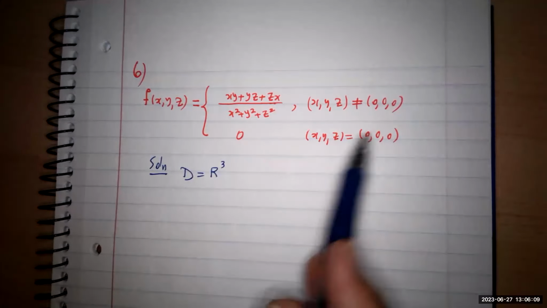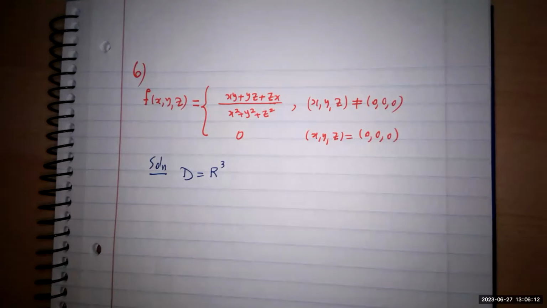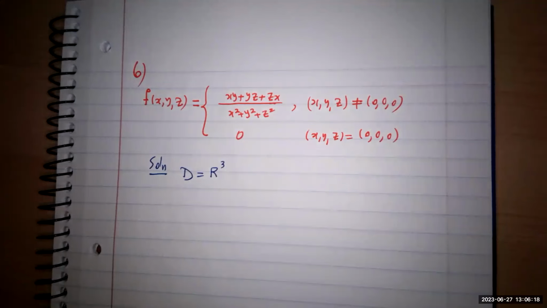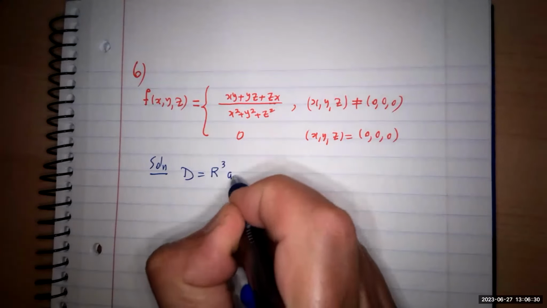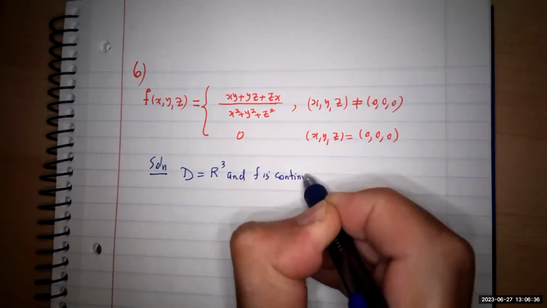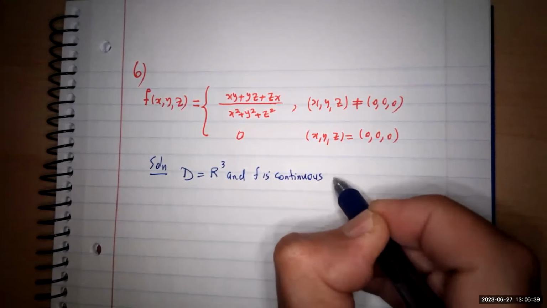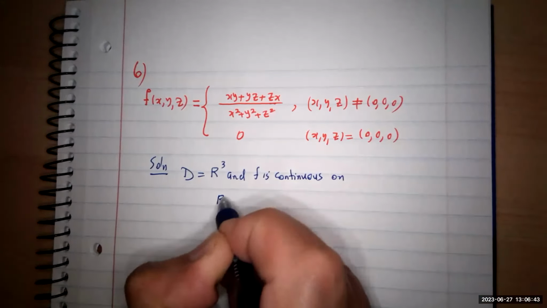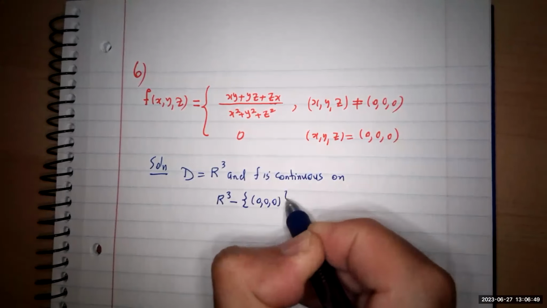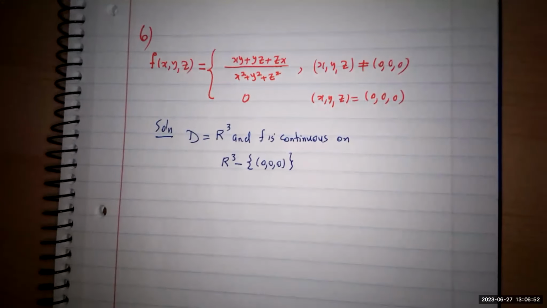And if we forget about (0,0,0), this function is continuous. The top is a polynomial function in 3 variables, and the bottom is the same. So again, your difficulty is going to be what will happen at (0,0,0). So we said the domain is R3 and f is continuous everywhere on R3 minus the origin (0,0,0). So that's the situation that we have.